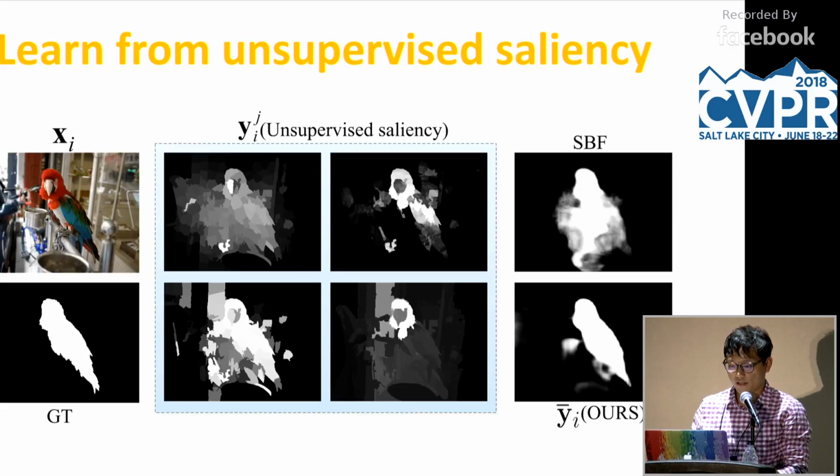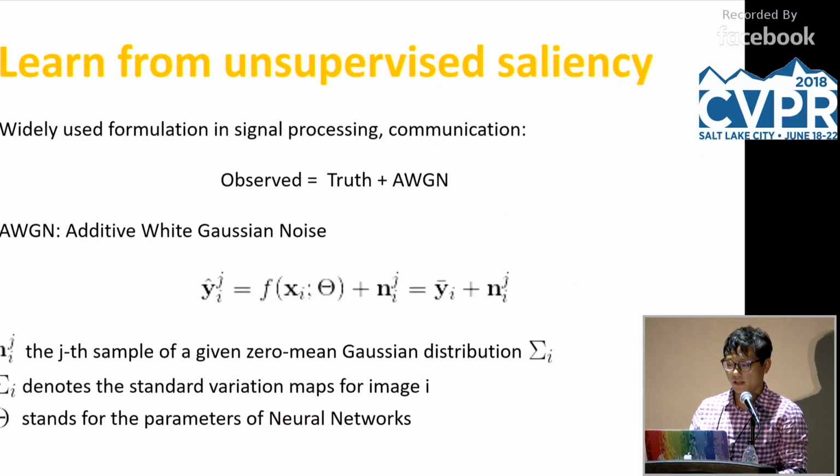So all the magic stuff from our widely used formulation in signal processing and the communication area. The observed signal is often considered as a summation of a true signal and the additive white Gaussian noise. In our setting, we denote Y bar I as the estimate silence map of image I, which is the output of our neural network. For a given image I, we formulate the noisy map Nij share the same distribution, where the variance is sigma I and the mean is 0. Here Yij hat is our estimate noisy label.